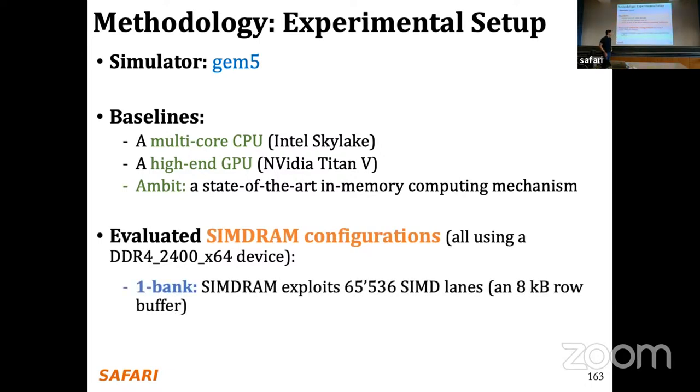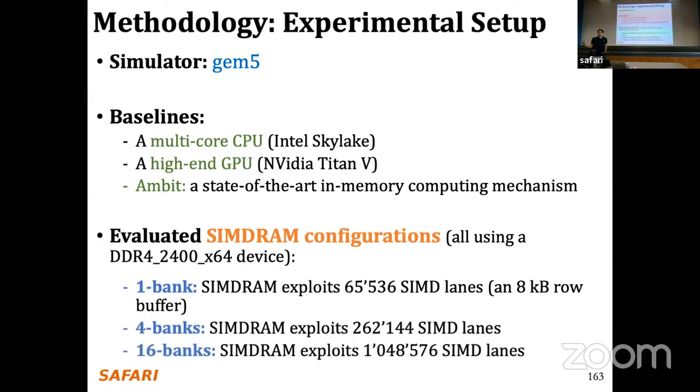We evaluate different configurations. First of all, one bank, the most basic SIMDRAM design is just one bank. But as you know, memories have multiple banks. 16 memory banks is something quite normal. And memories can exploit bank-level parallelism. That means that we can operate on multiple banks at the same time. So that essentially means that when doubling or quadrupling the number of banks, we can multiply the throughput by 2 or by 4. With 16 banks, we are basically talking about a SIMD accelerator with a million lanes, right? So we can operate on a million operands at the same time.